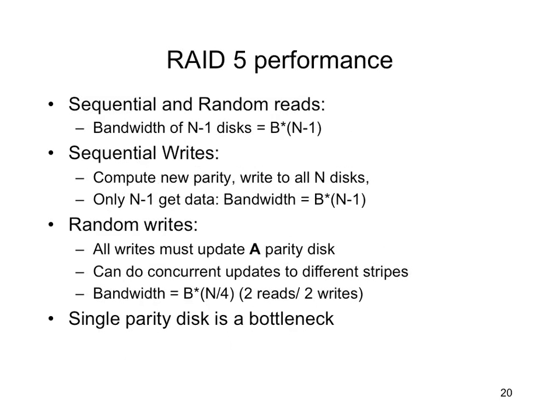So if we look at performance, the sequential and random read is exactly the same as RAID 4. We can read from n minus 1 disks. Sequential writes are exactly the same as RAID 4, because we're just going to write all the data and parity all at once. So we get n minus 1 times bandwidth.